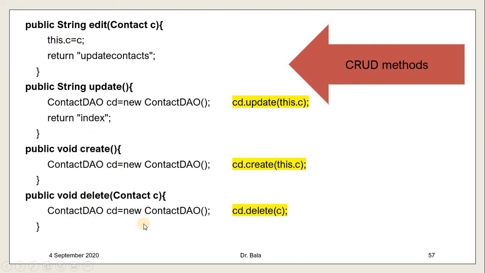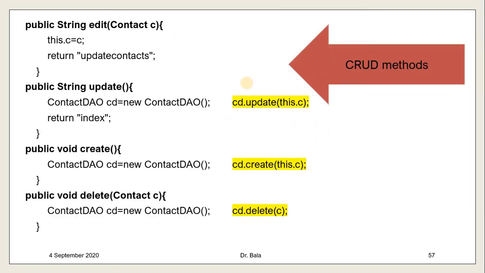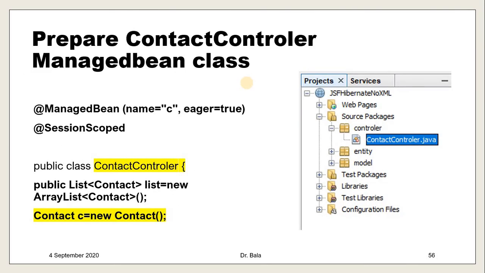Delete also works the same way. We will create a contact DAO, and we will call the delete method, in which we will pass the contact object. To list all the values, I have get list here, and I am calling the find all method. Okay. So in this way we can work. All other things are getter setter methods related to the user managed bean. Okay. So these are the ways that we are going to do it.